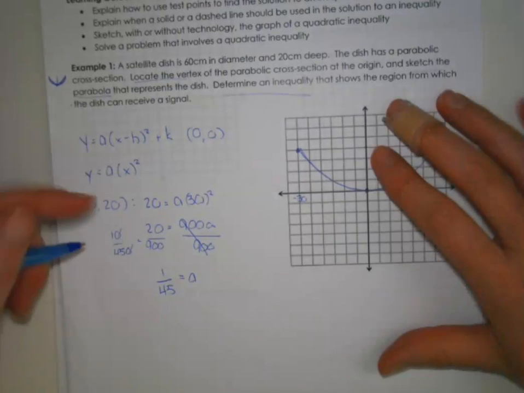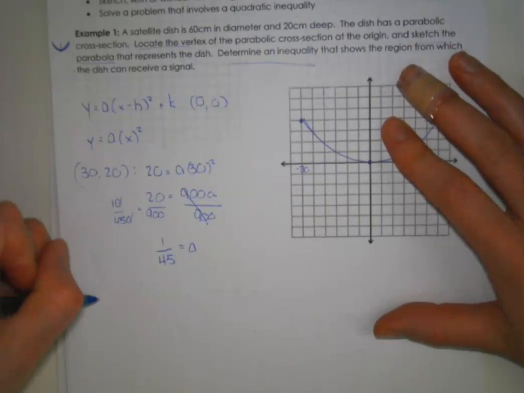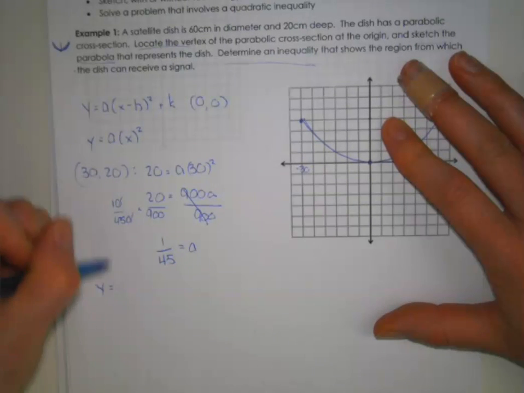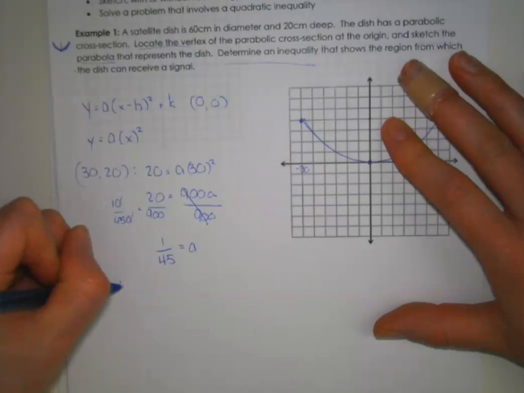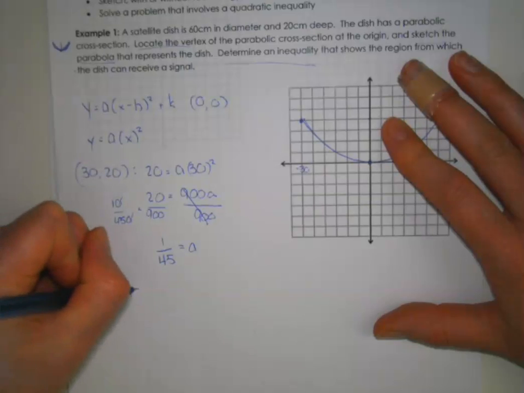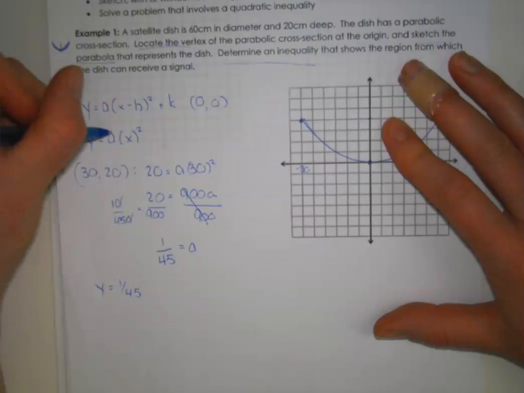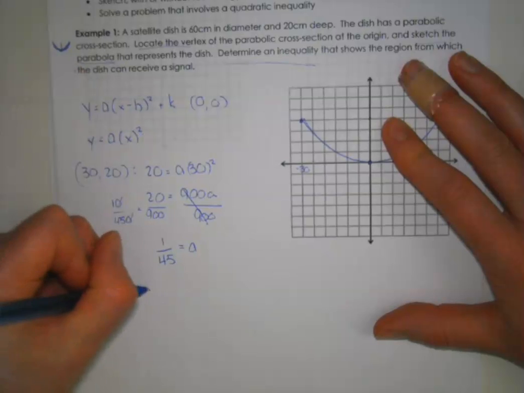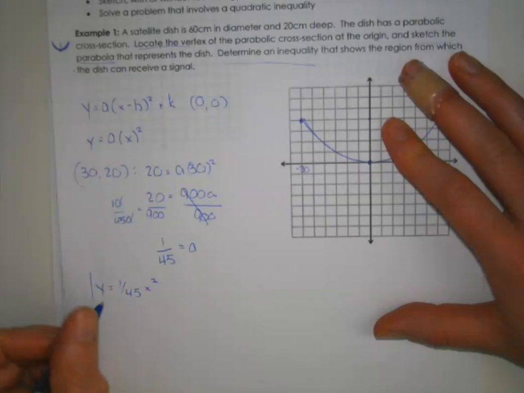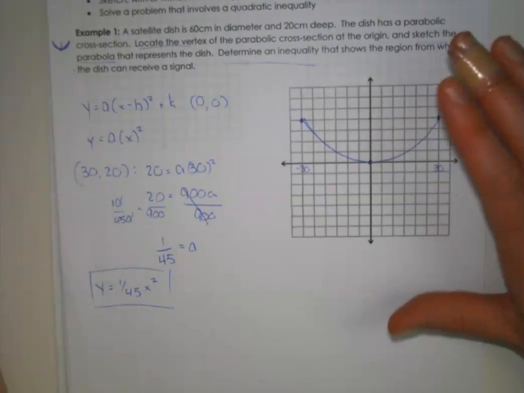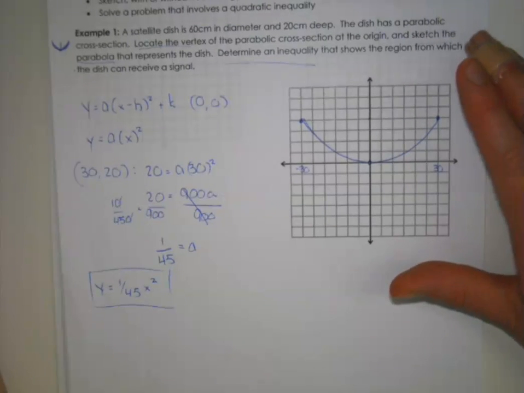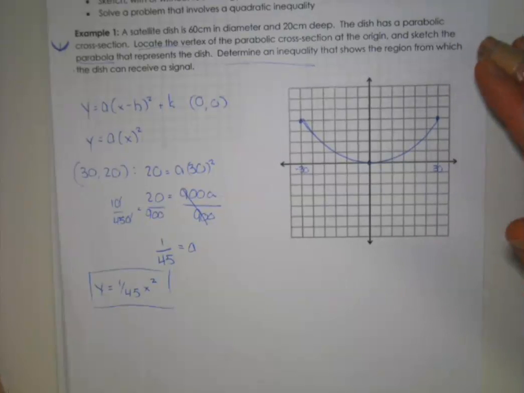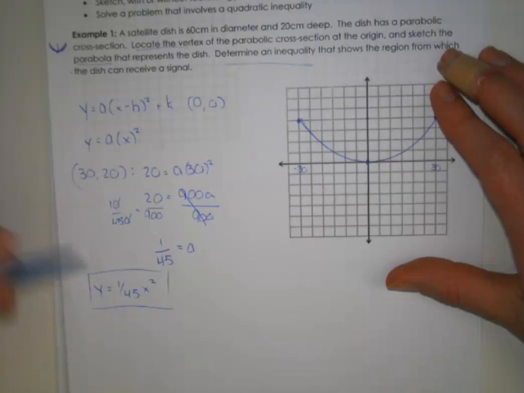So now our formal final equation for the graph is y is equal to 1/45 x squared. So that's our equation, but of course we want to write it as an inequality. In order to make it an inequality, we need to determine what sign would go here.